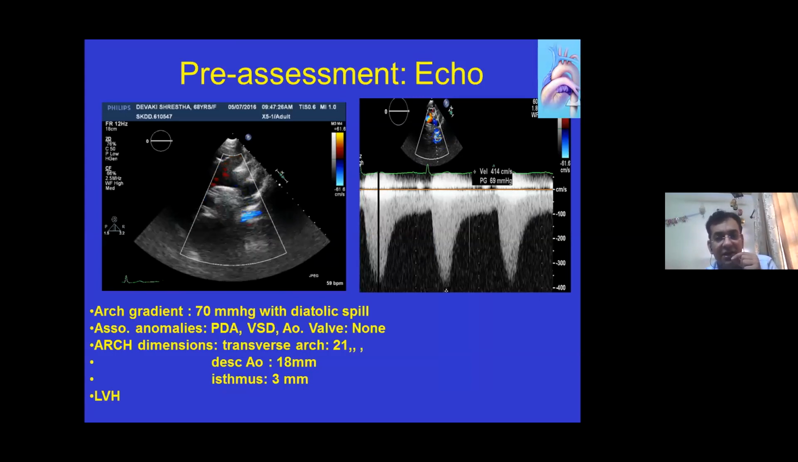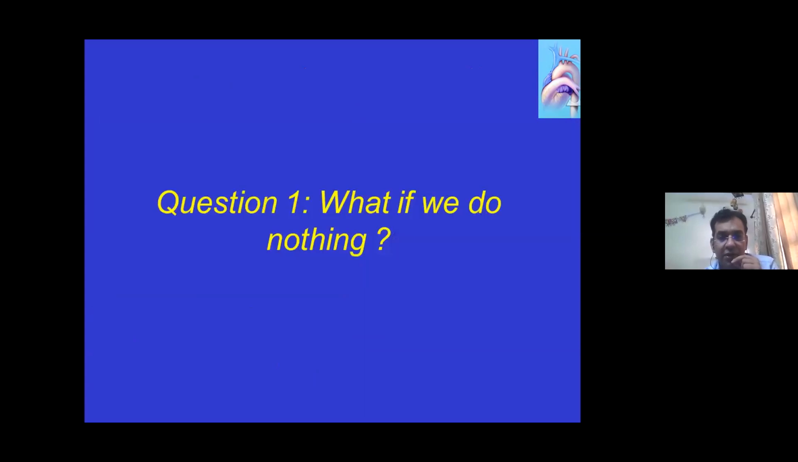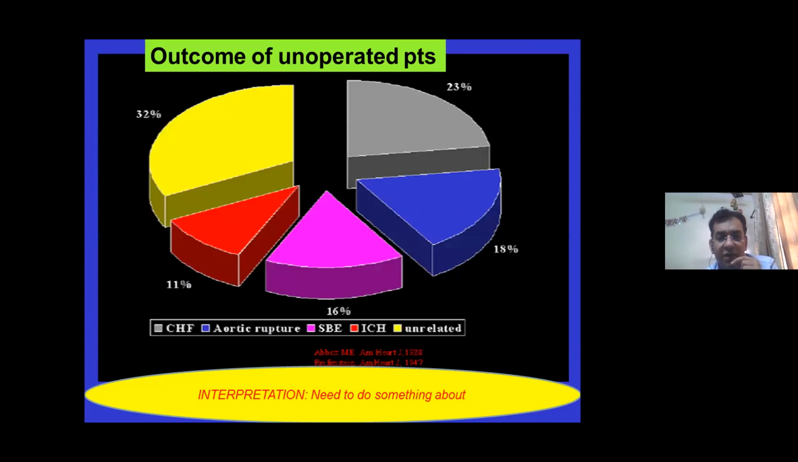Whenever we are doing a CT scan, we have to measure the arch dimensions, but always make it a point to measure them, particularly the transverse arch, and the descending aorta at the level of the diaphragm. Of course, she had left ventricular hypertrophy also. So the question is, what if we do nothing? She is 60 years old. She has some hypertension. Every grown-up has almost a hypertension, and except for that, occasional headaches. But practically, there are no other symptoms.